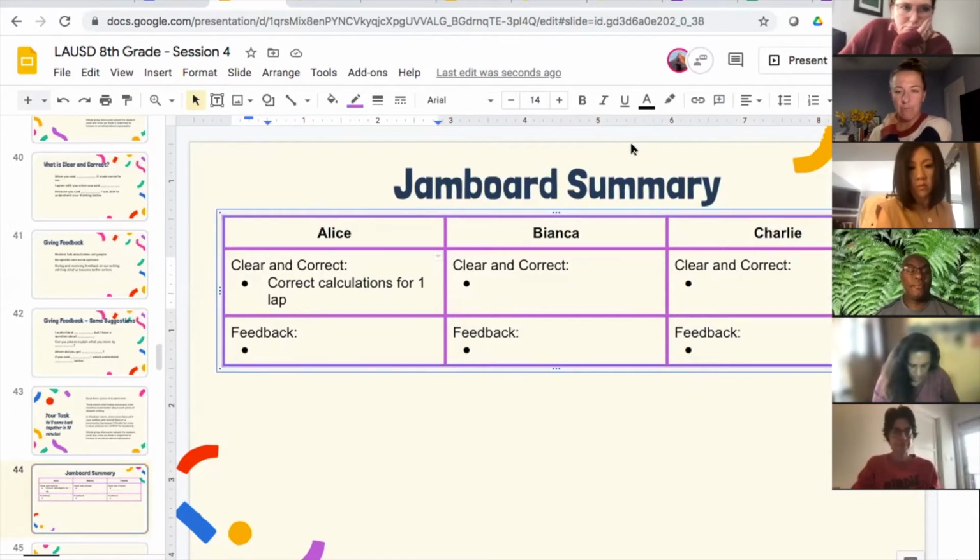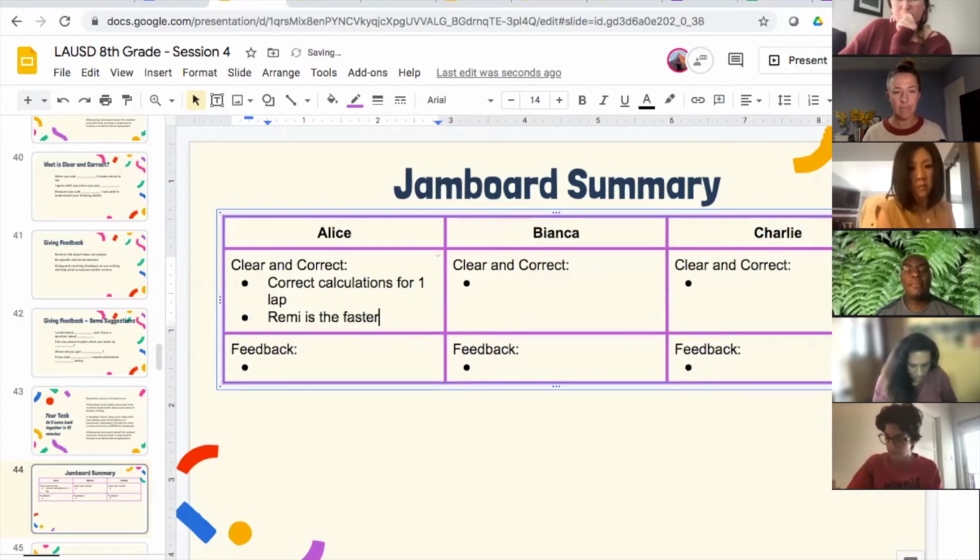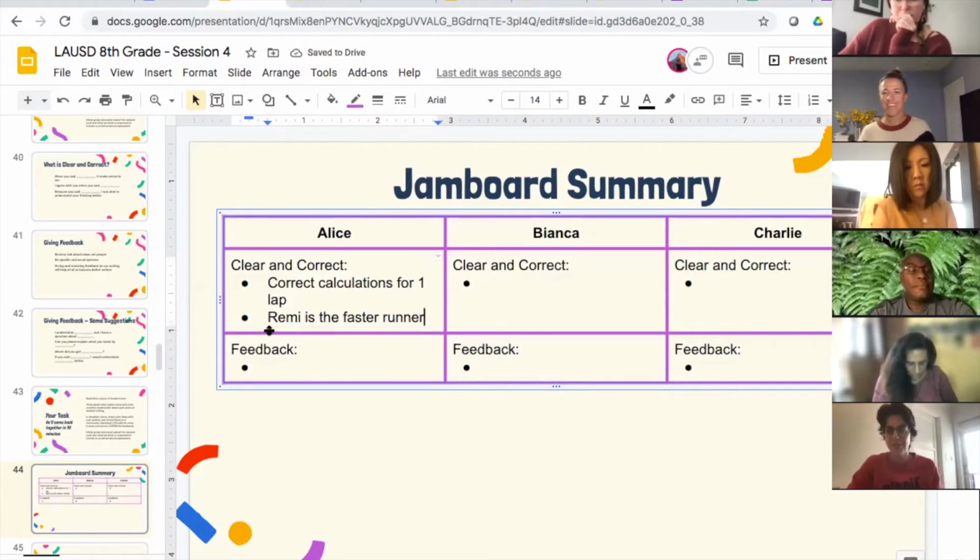Or even share some feedback? It's also correct that Remy is the fastest. Okay. Faster than Jack, the other friend. Perfect. Thanks, Colleen.